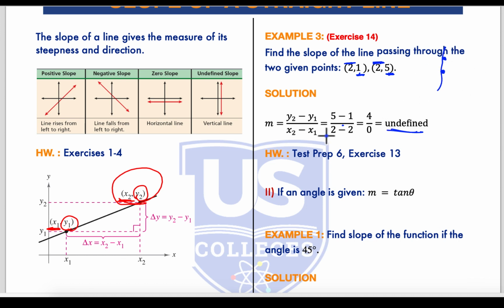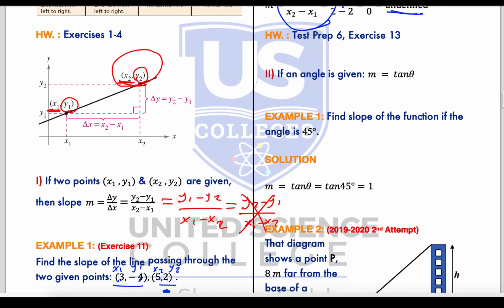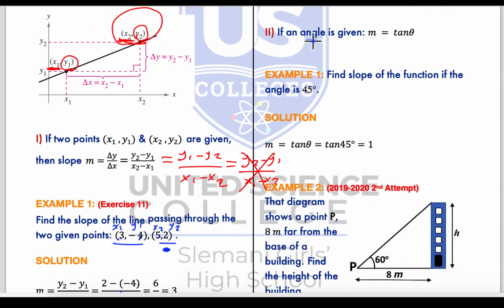If this is confusing, just stick with this formula, change in y over change in x. This is the first way, first type of question. Knowing 2 points requires using this formula. Second type of questions, knowing the angle. No point is given. You don't have points, so you can't apply this formula. So you have to use another way. If the angle is given, its slope is tangent theta. Theta is the given angle. So remember what tangent is. What is the relation?